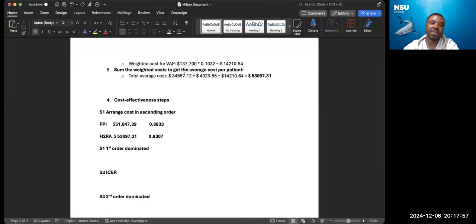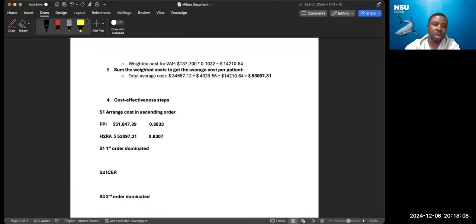So in the article, you hear something like the H2 array was dominated. It was dominated because it is more expensive, but it is less effective. So let me show you this. If you remember something like this, the incremental cost effectiveness plane. These are the quadrants. So there's quadrant 1, quadrant 2, quadrant 3, and then quadrant 4.